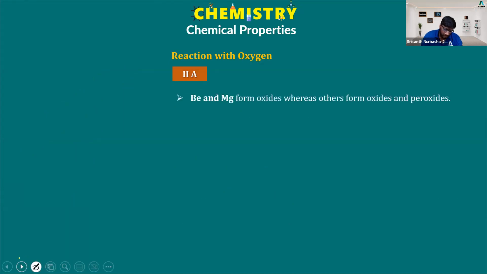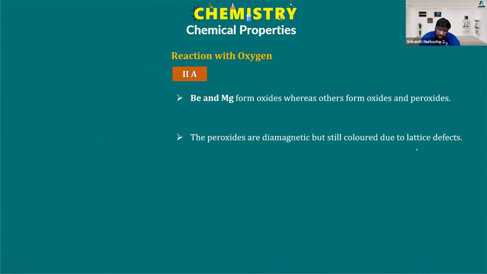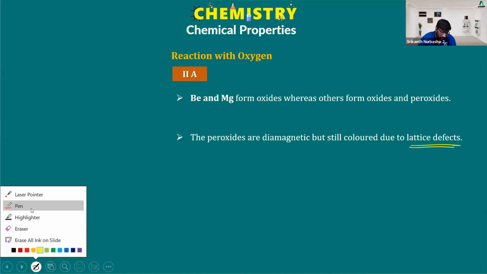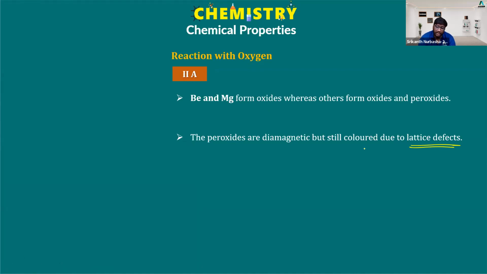Reaction with oxygen. Beryllium and magnesium form oxides, whereas others form oxides and peroxides in group 2A. The peroxides are diamagnetic but still colored due to lattice defects. Last class we studied solid state, Frenkel defect and lattice defects. Due to lattice defects, color can be shown because electrons can be trapped in the crystal lattice sites, and because of those trapped electrons they show color.